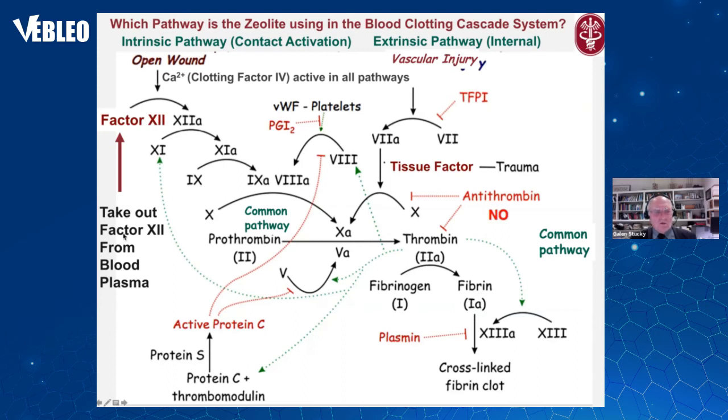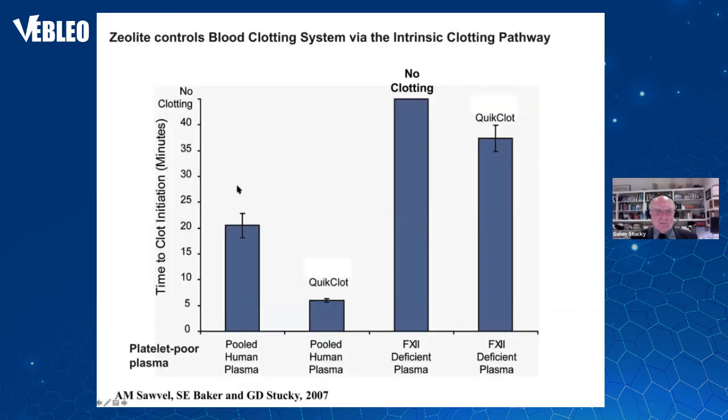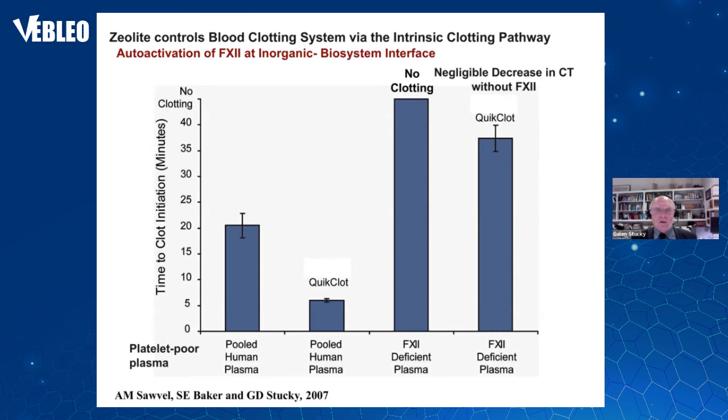So we took out factor 12 from the blood plasma, which controls the intrinsic pathway, which you see here for initiating the clotting. And the result of that is shown here. Basically, if you don't have factor 12, you don't get clotting. Even with the totally dehydrated zeolite, very little happens. You get a negligible decrease in the clotting time without it.